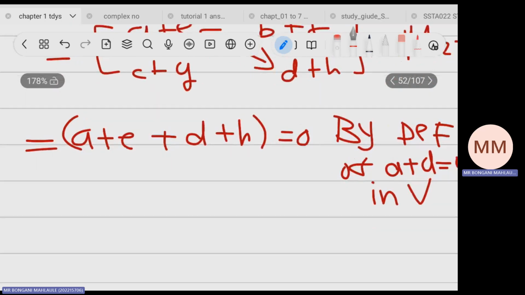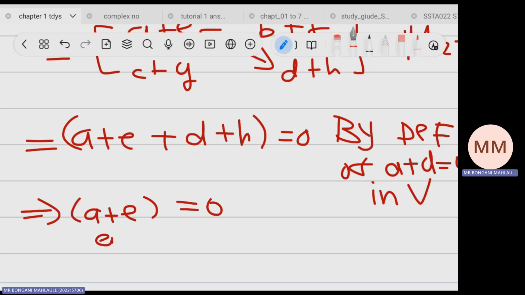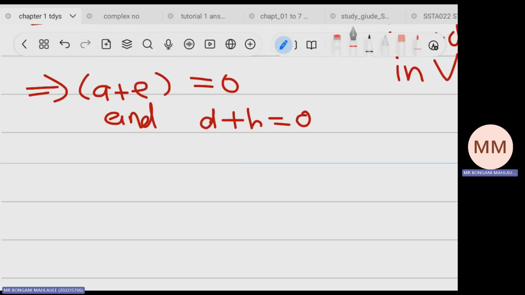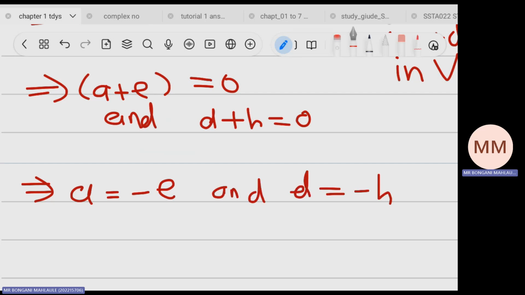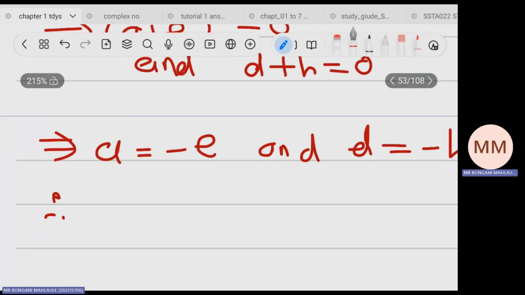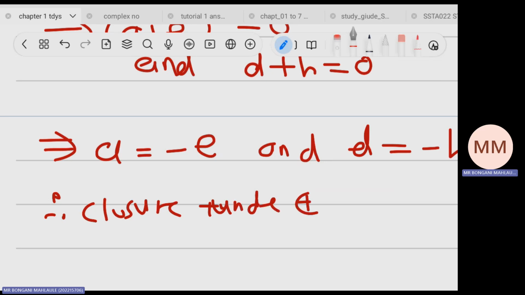So this implies that a plus e must be equal to 0, and this also implies that d plus h must be equal to 0. If we further manipulate, this will imply that a is equal to negative e and d is equal to negative h. That's what it implies. And then we can say, therefore, closure under addition holds.